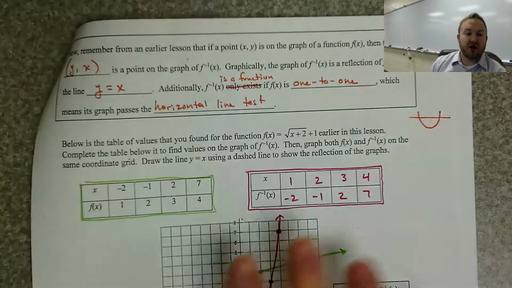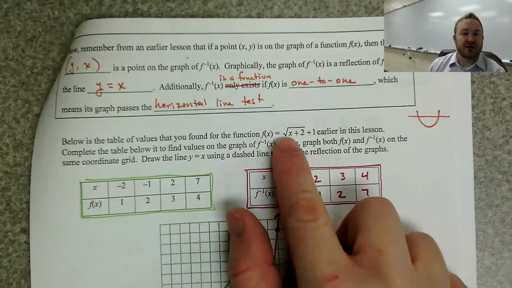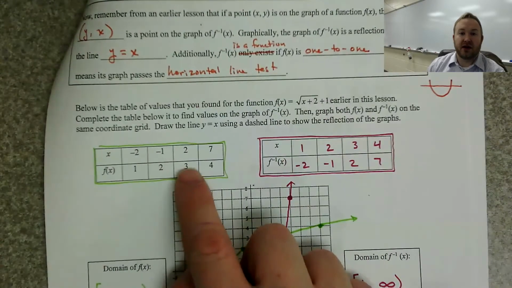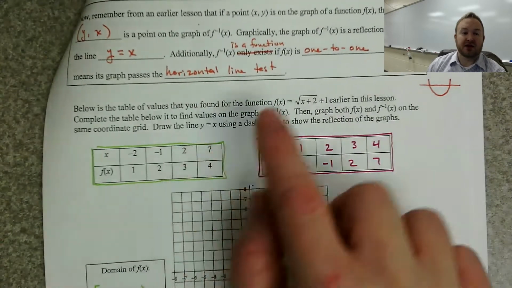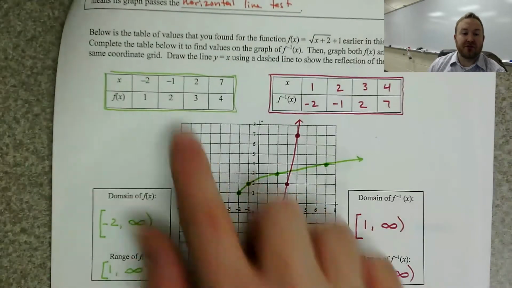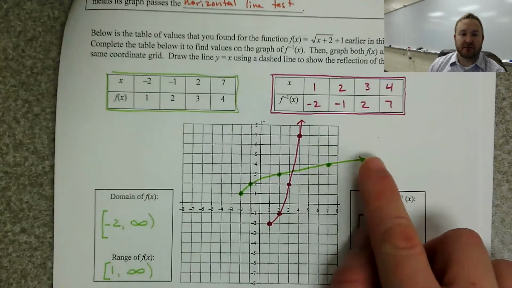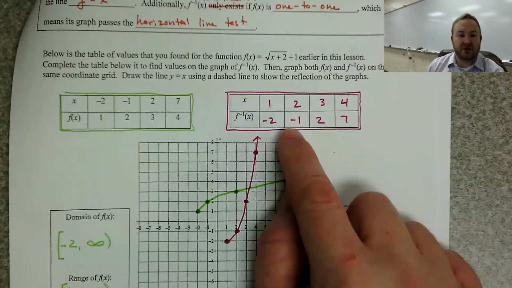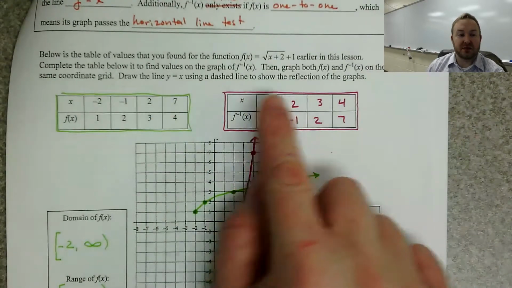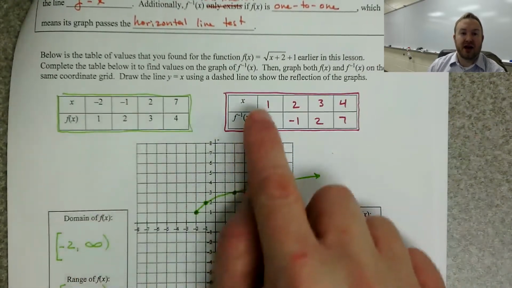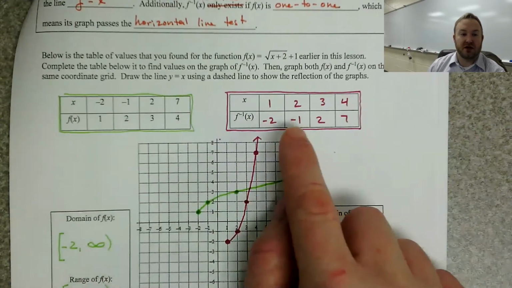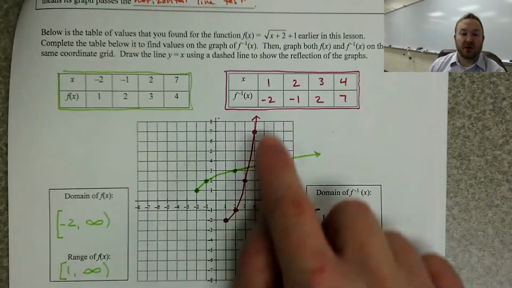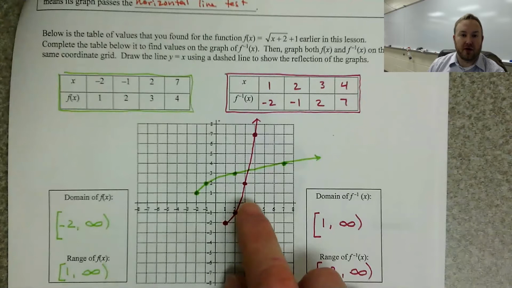Down below here, we have the function that we used in the very beginning of this lesson. We've got a table of values that contain points on the graph of that function, and I have graphed those points here in green. I have also included a table of values that represent points on the inverse of this function, and I got these points by taking the x and the y coordinates and just flipping them. You can go through each of those and see how I flipped them, and I plotted those points here in this red or purple graph.